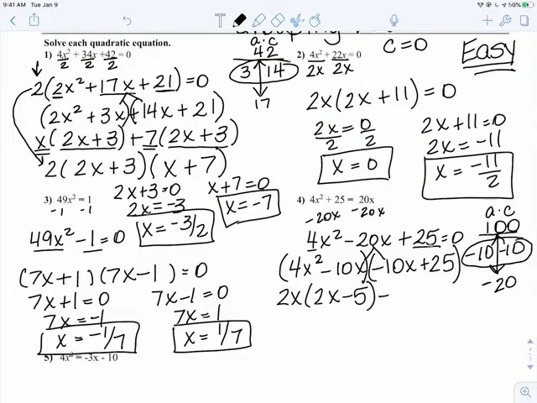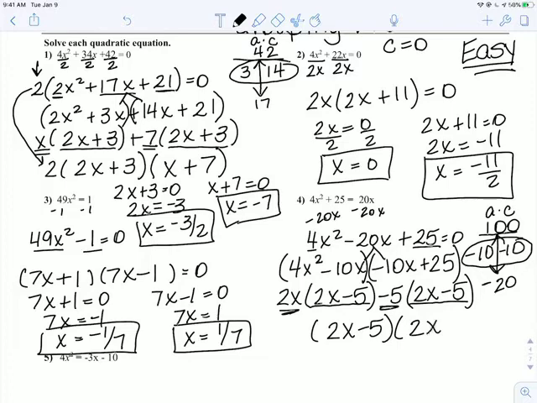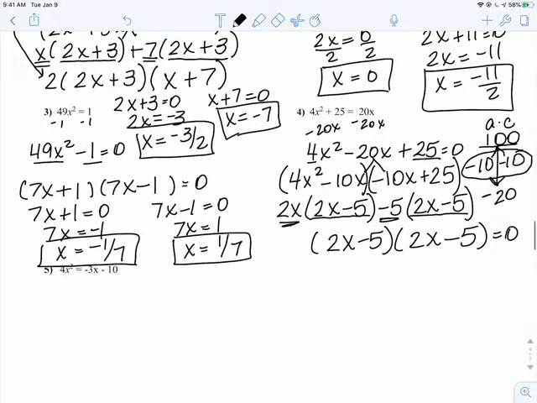Let's pull out a negative 5 here, and we'll have a 2x minus 5 again. We feel good because we got the same binomial in each set of parentheses, so that's going to go in your first factor. And then in the second factor, you're going to put these two GCFs together. And then don't forget, we've got to set each one of these factors equal to 0 and solve.